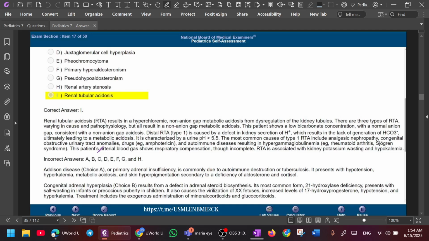Oh, hypokalemia, sorry. I was confused with Addison disease, or primary adrenal insufficiency, commonly due to autoimmune destruction or tuberculosis. It presents with hypotension, hyperkalemia, metabolic acidosis, and skin hyperpigmentation secondary to cortisol deficiency. And it's not that. What was that?